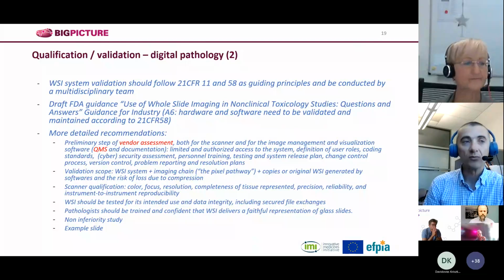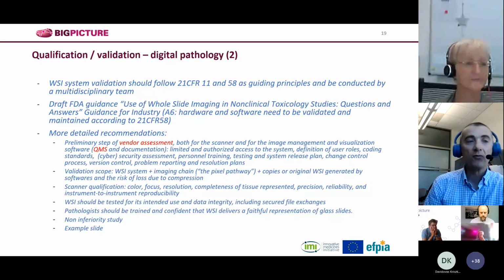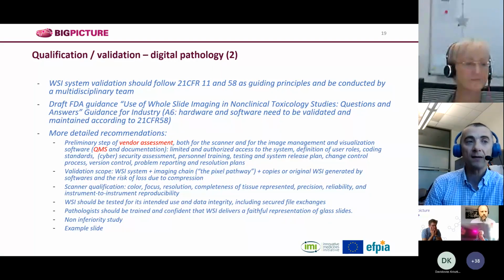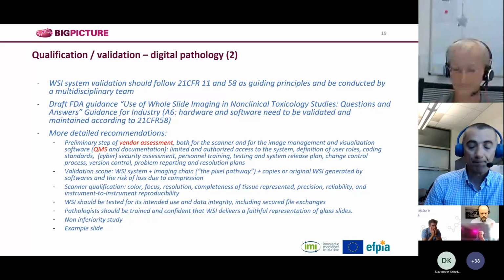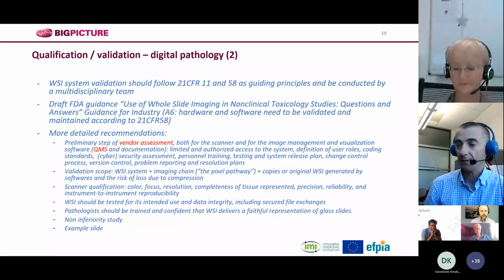There's also a difference here between these non-inferiority studies or concordance studies between clinical use and non-clinical. In our case, it's probably much more appropriate to mirror or to mimic the evaluation of a study rather than to put together an extensive list of diagnoses and tissues as what would be preferred in the context of a clinical use. And there's this notion of example slide that I have mentioned before, which is under discussion.